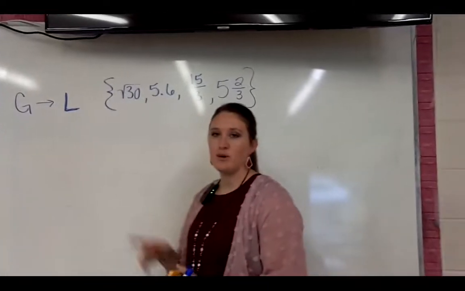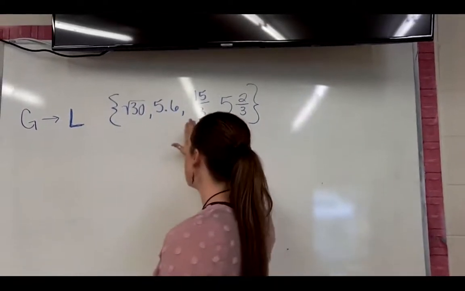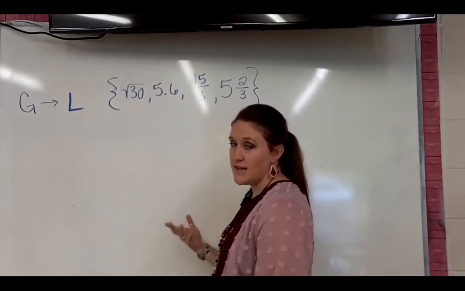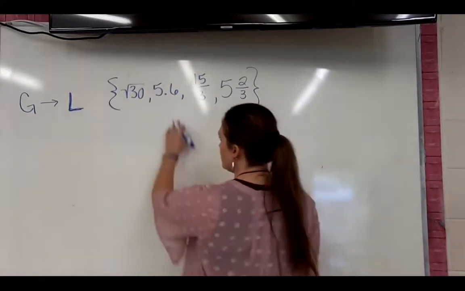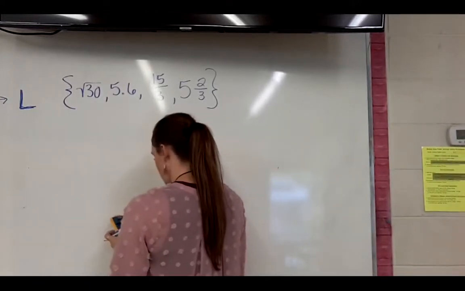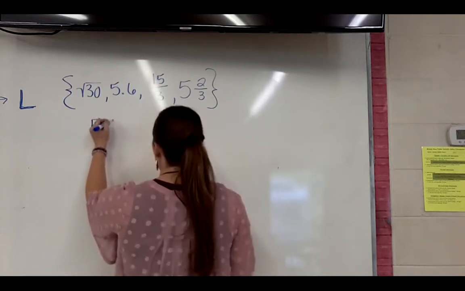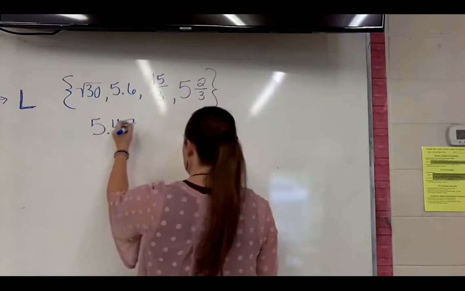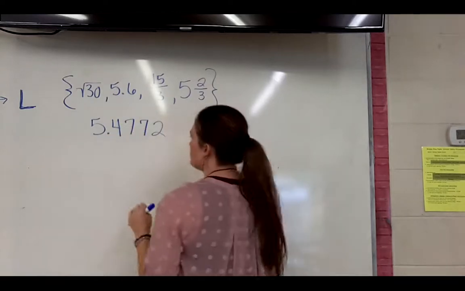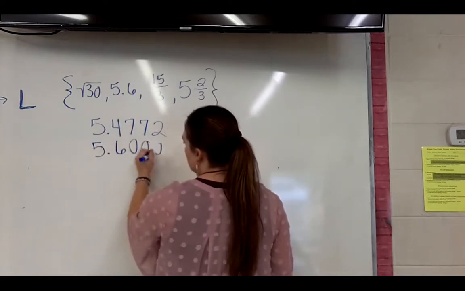Okay, on the next problem, we are putting these numbers in order from greatest to least. I have the square root of 30, 5.6, 15/3, and 5 2/3. We're going to put them all in decimals in order to compare them. So this one's already a decimal, and I'm going to line them up. So the square root of 30, if you plug that into your calculator, we get 5.4772. I'm just going to put 4 numbers for now. 3 or 4 is good. This one is 5.6. So for all the missing spots, I'll just put zeros.